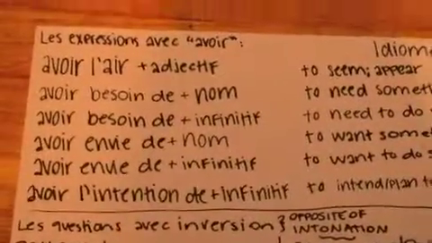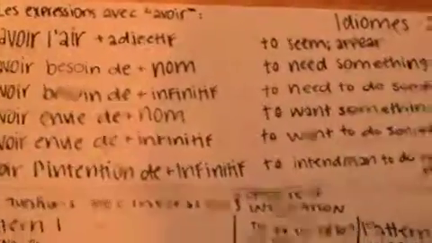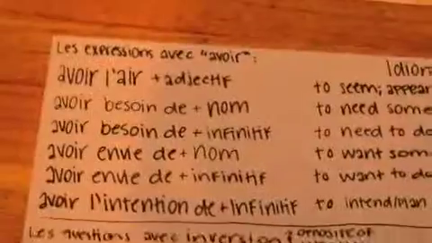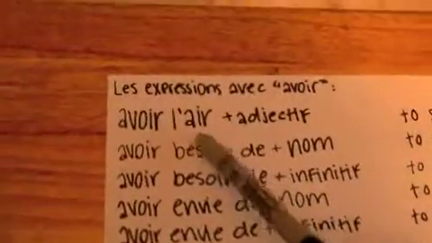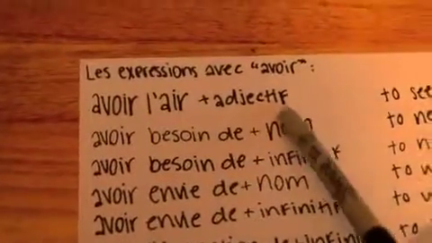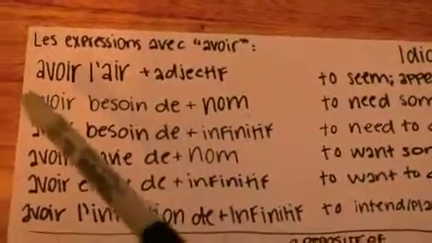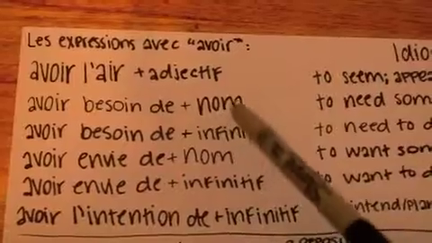Now, we still have some expressions to cover with the verb avoir. These are called idiomatic expressions. And to follow along in your book, you should turn to page 56. Let's start off with avoir l'air plus un adjectif. This is to seem or appear. You can think of it like you have an air of something.